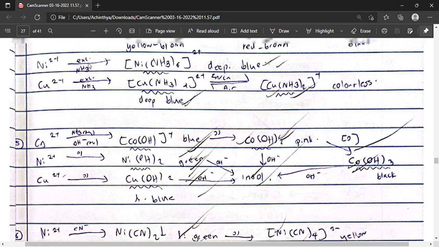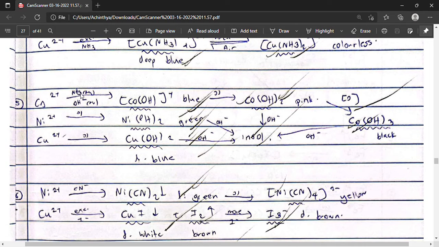Say instead of ammonia, we simply add aqueous ammonium ion solution or hydroxide ion solution. They will form their respective hydroxides as precipitates. Cobalt forms its pink cobalt hydroxide, cobalt 2 hydroxide, let me specify, and the green nickel hydroxide, and the light blue copper 2 hydroxide. While cobalt forms its hydroxide, it passes through a blue intermediate, which is as so.